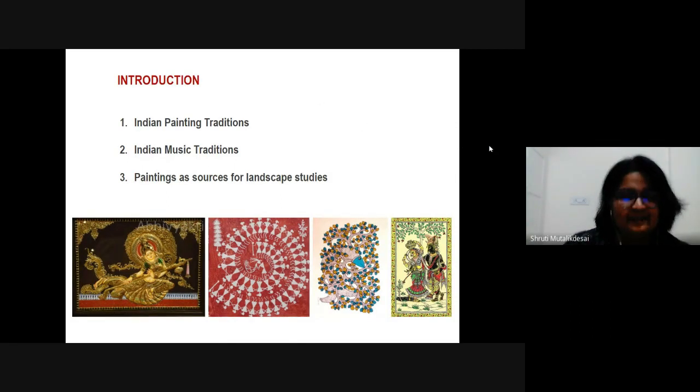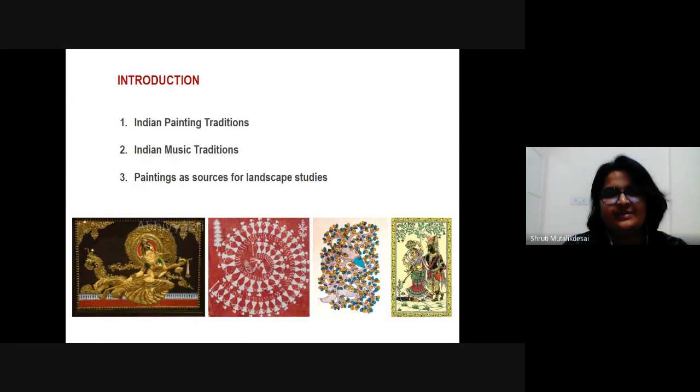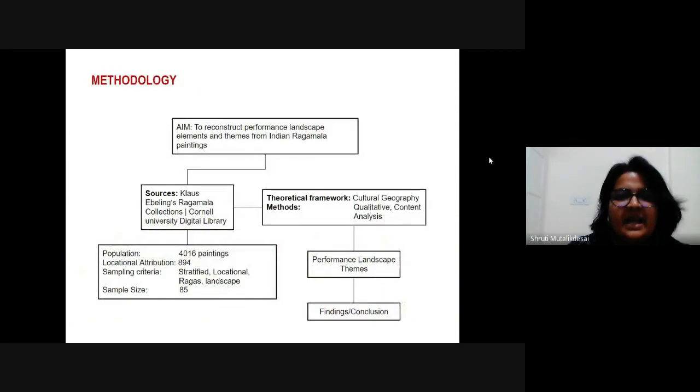Almost all of these paintings that I have discussed till now have been used as sources for various landscape studies, which give us an insight into the landscape and the sort of vegetation, etc., that was there in the Indian subcontinent at that period in time.